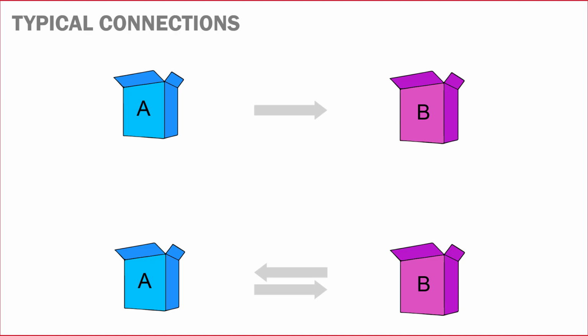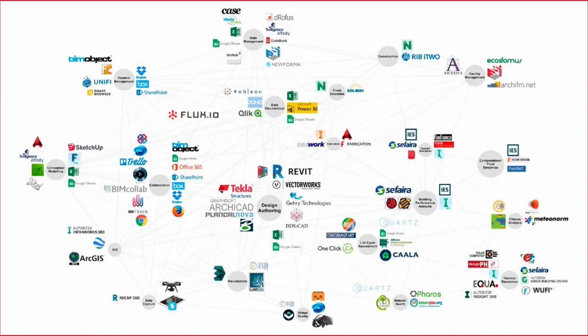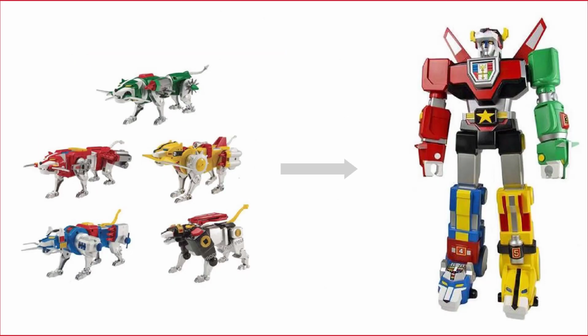But as we all know, the AEC ecosystem is getting larger and larger every year. It's even including programs that are not originally from our industry. So how can we keep up if we only connect things from point A to B? And that's something that we want to fix. Instead of just having separated programs, we want to take all of them and have them connected, working as a whole.